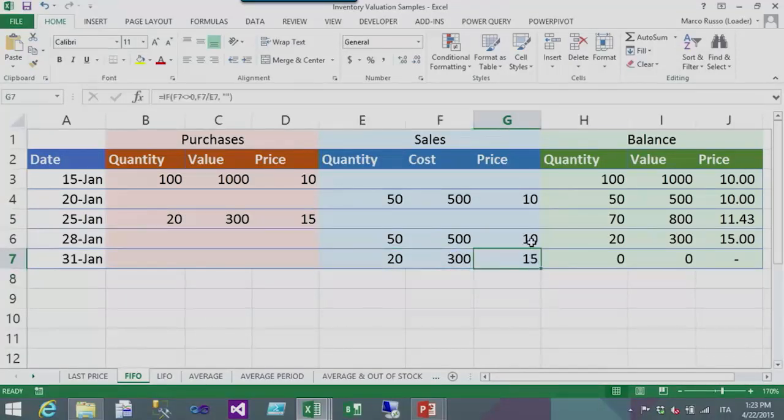In fact, you see that the entire amount of sales for this quantity 50 is evaluated at a price of 10. This is important because the remaining part, what I have in the warehouse here, the quantity is 20, but the price is 15 because the 20 that I have at the end are this one. First in, first out. That's the idea.